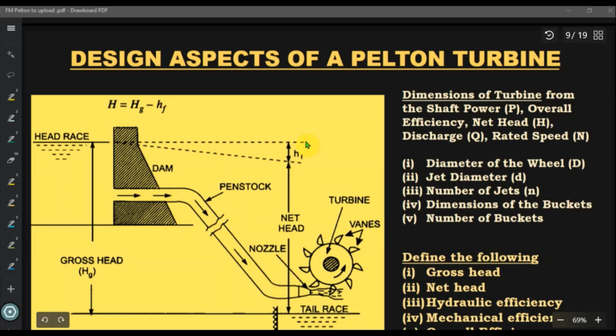And how do you find out this loss of head due to friction, Hf? That Hf can be found out by the Darcy-Weisbach equation. The relevant terms to keep in mind are gross head, that is the vertical height difference between the head race and the tail race water levels, and net head, capital H, that means the available head at the turbine inlet for producing useful work. From this diagram, if Hf is indicated by this height, then the net head available at the turbine inlet for producing useful work is given by H = Hg - Hf.